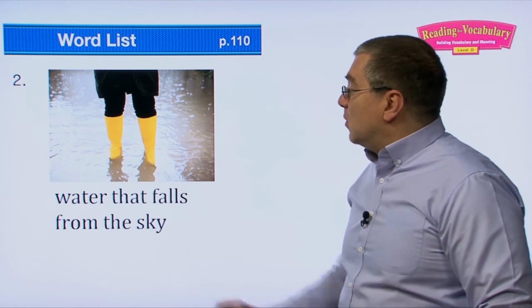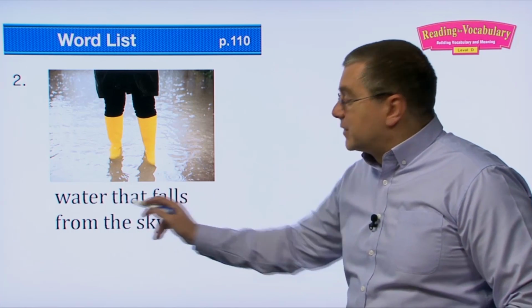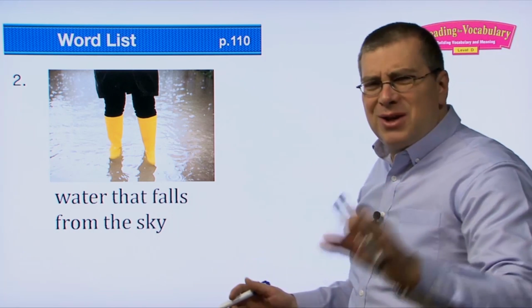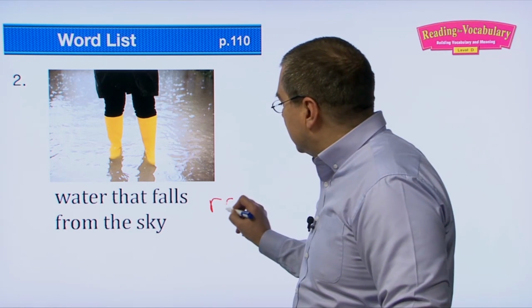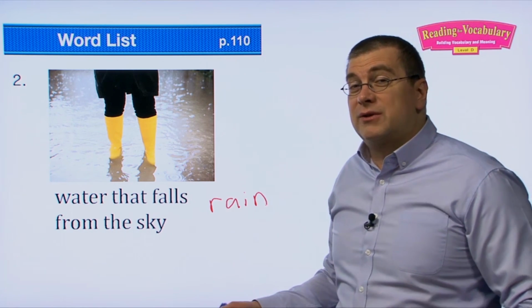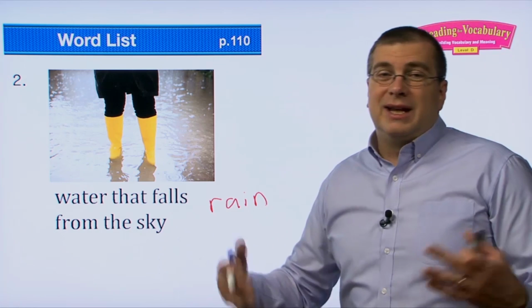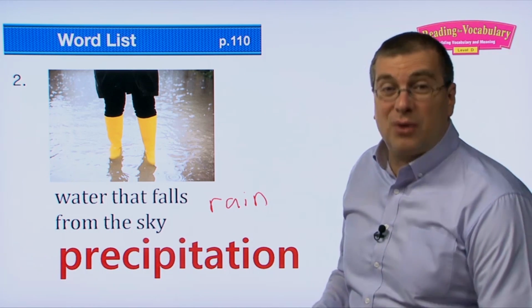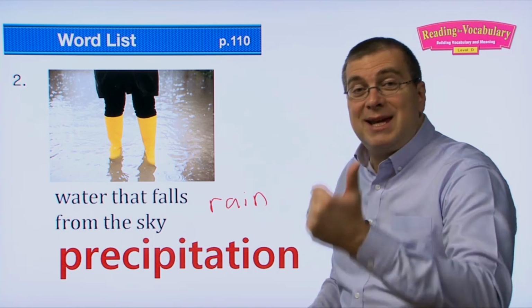Okay, word number 2. Water that falls from the sky. So you're probably thinking about rain, right? You know this word, rain. That's an easy word. But there's another word that we use for rain that's longer. It's more of a scientific word, and I'm sorry, it's kind of long, right? Precipitation.